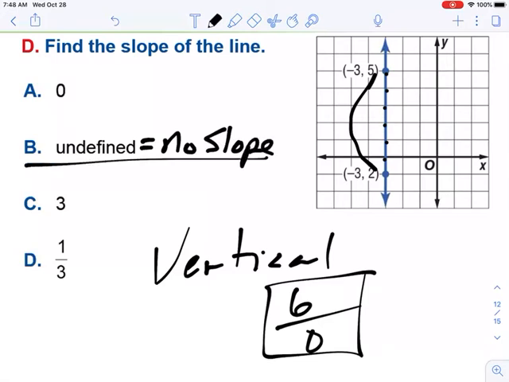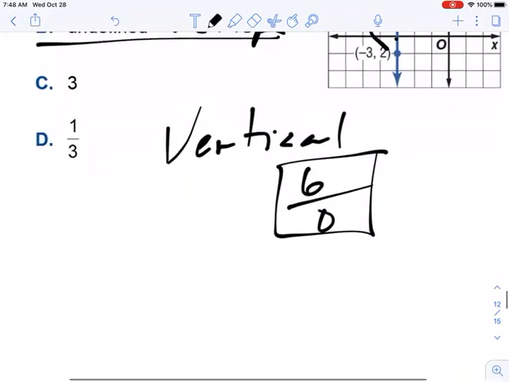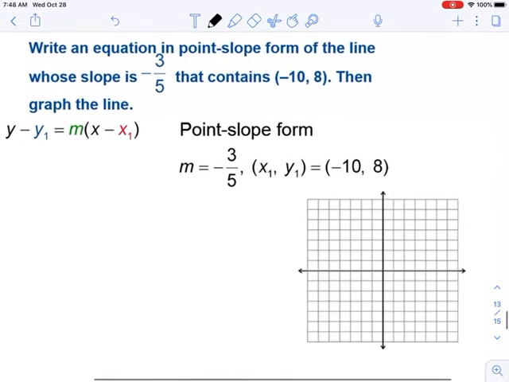There is no number to assign. Previous one, we had a number to assign, 0. This one, there is no number to assign to the division of 6 divided by 0.